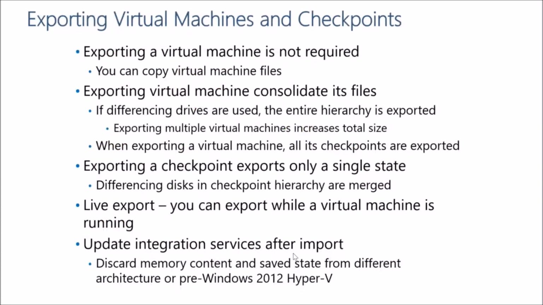We can export virtual machines and checkpoints. Exporting basically gets it out of your Hyper-V system and allows you to import it into another system. Exporting a virtual machine is not required; you can just copy the virtual machine files. That's fine. Exporting virtual machines consolidates its files. So if you do have all these differencing disks, when you export it, it consolidates them. So basically, you don't have multiple checkpoints in your exported virtual machine.